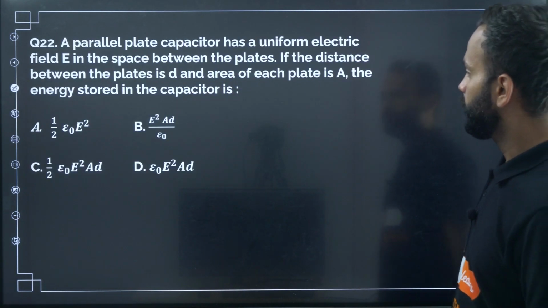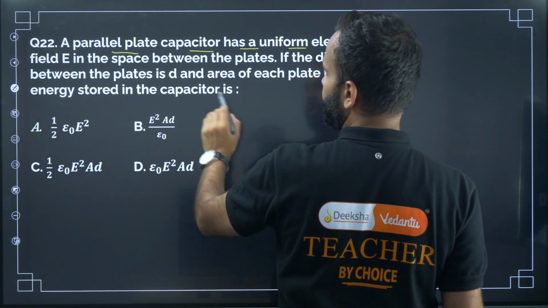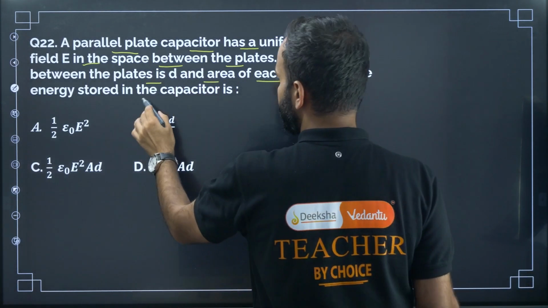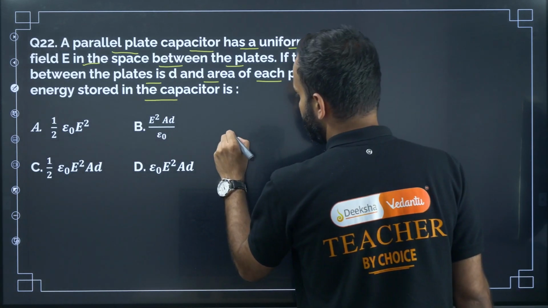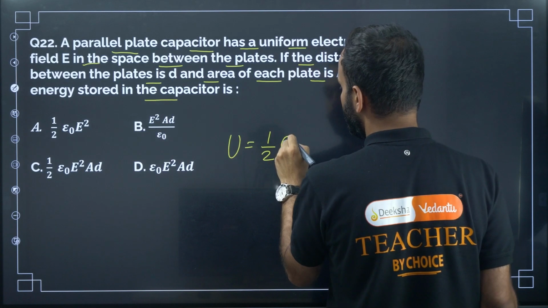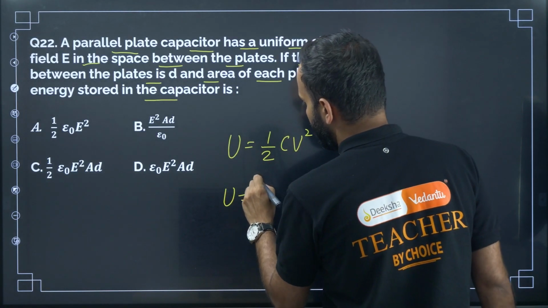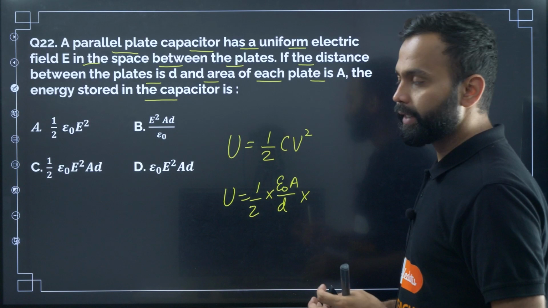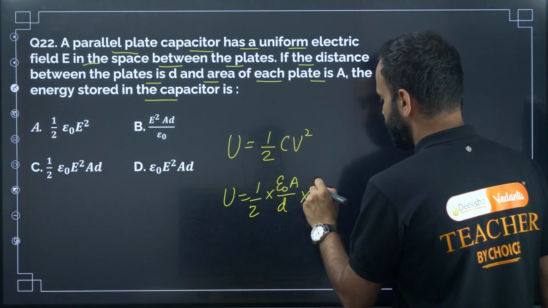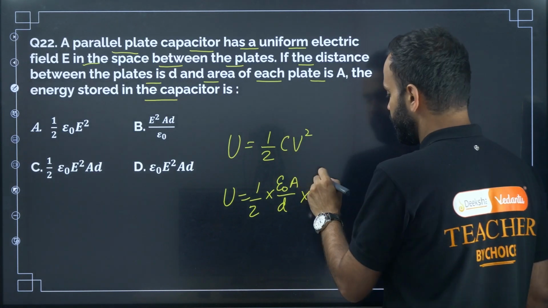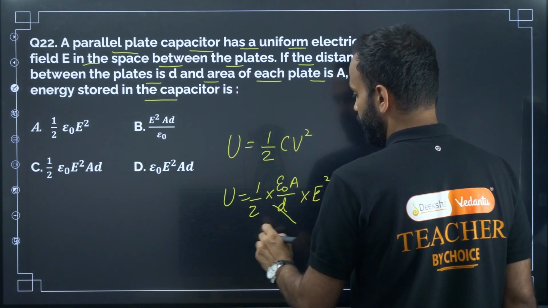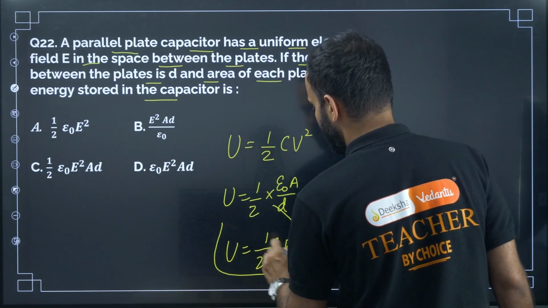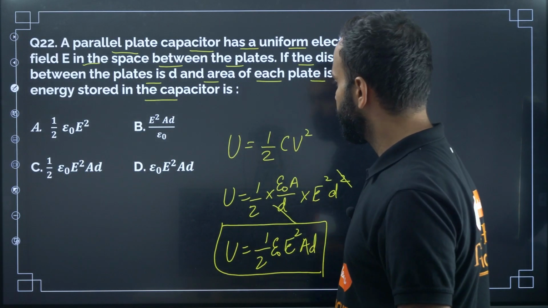Next question, question number 22. A parallel plate capacitor has uniform electric field E in the space between the plates. If the distance between the plates is d and the area of each plate is A, the energy stored in the capacitor is, again a direct question. Energy stored in the capacitor U equal to half CV square, where C is epsilon naught A divided by D and V is the potential difference across the capacitor, that is electric field into separation between the plates, E into D whole square, that is E square into D square. So D will get cancelled. Now U equal to half epsilon naught E square into A into D. So the correct option is C.